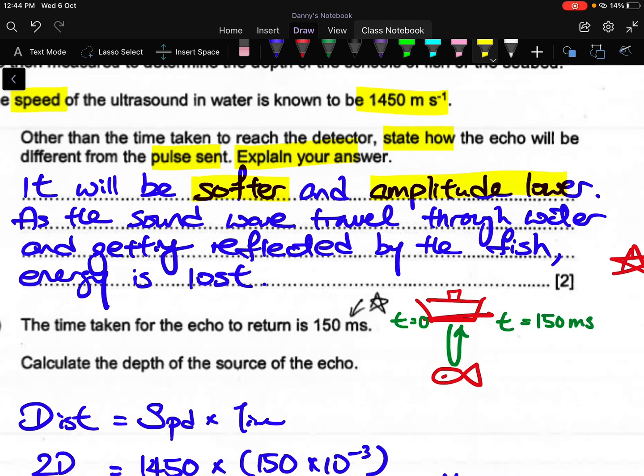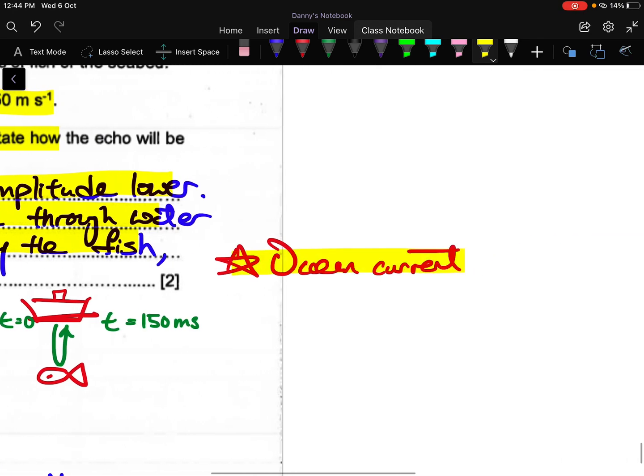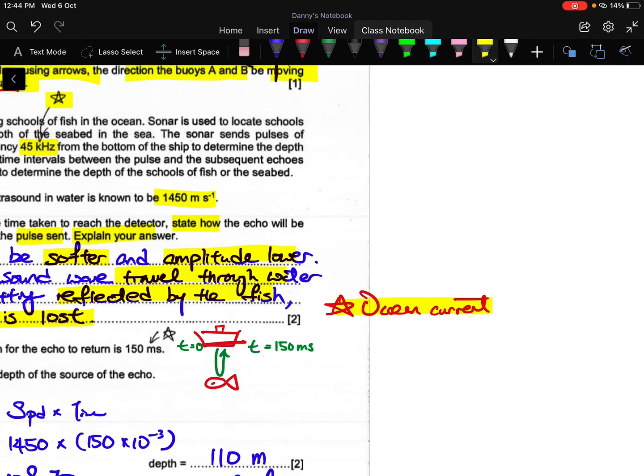So why is the amplitude softer, lower? It means energy must be lost. Because it's traveling through water, it is pushing against the water molecules and all that, right? So definitely when the sound wave is traveling through water, and of course it is getting reflected by the fishes, energy will be lost. Another thing is that there's also ocean current, so you can also comment on that.